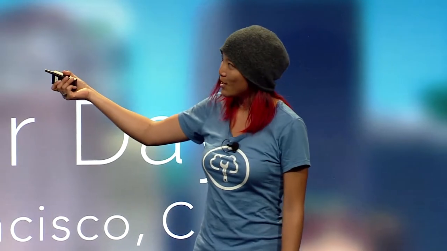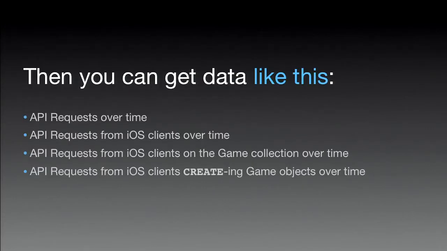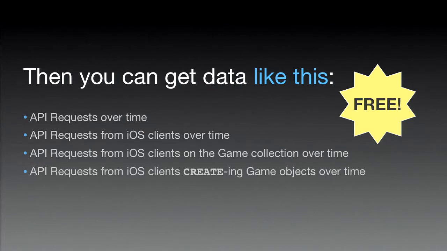And so if your app is already doing something like this, if you're already saving data to Parse, fetching it, doing queries, any sort of thing like that, then you can get data like this, because our servers already know how you've been accessing your data. And the best part about being able to access how much I've been talking to Parse, what sorts of clients I've been talking to Parse, which collections I'm touching, what sort of operations I'm doing, you get it for free.